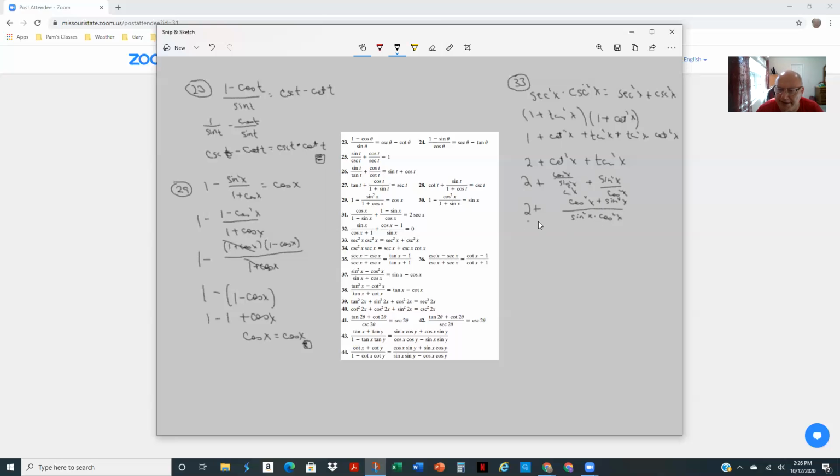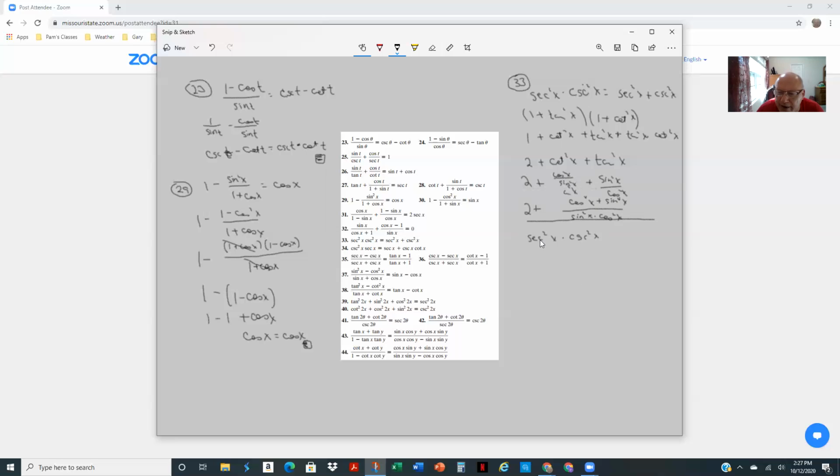I'm going to look at this, come back to you maybe. It's always good when the teacher shows you that this can be difficult. Secant squared, let's do it this way. See, this is what I'm saying. There's more than one way of doing it sometimes.